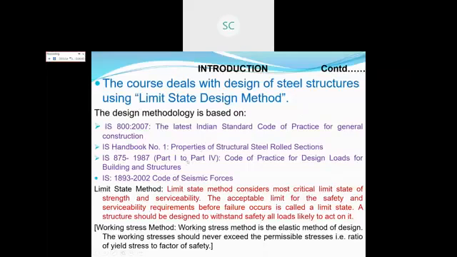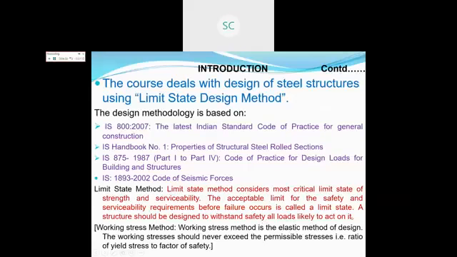Now, if you talk about the limit state design method, you must know what limit state design is and what the working stress method is. The limit state method considers the more critical limit states of strength and serviceability. The acceptance limit for the safety and serviceability requirements before failure occurs is called a limit state. A structure should be designed to safely withstand all loads likely to act on it.